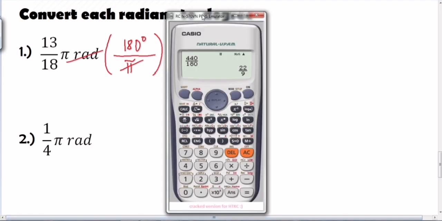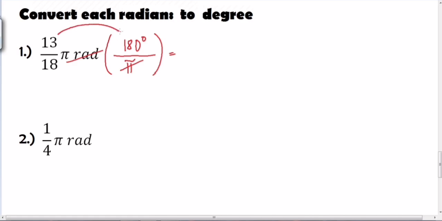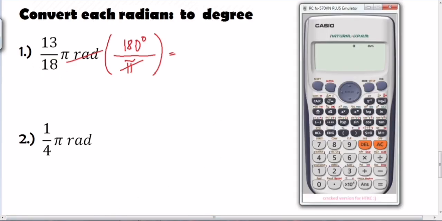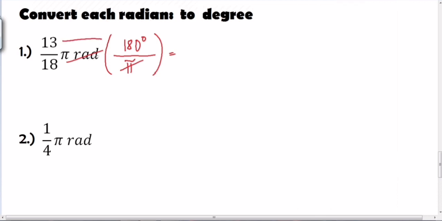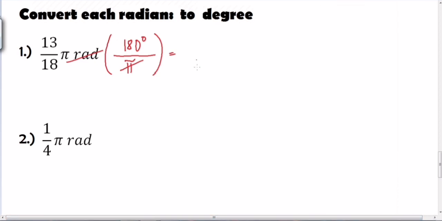So, madali na 'to, guys, kasi ang gagawin nyo na lang dyan ay imumultiply nyo 'to. So, yung 13, imumultiply nyo dun sa 180, tapos i-divide nyo sa 18. Ganun na lang 'to kadali. Okay? So, 13 multiplied by 180, kasi magkahilera sila eh. Tapos, saka nyo siya i-divide sa 18. So, divided by 18. So, the answer would be 130 degrees.